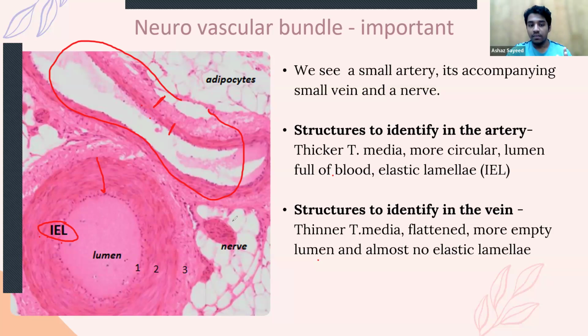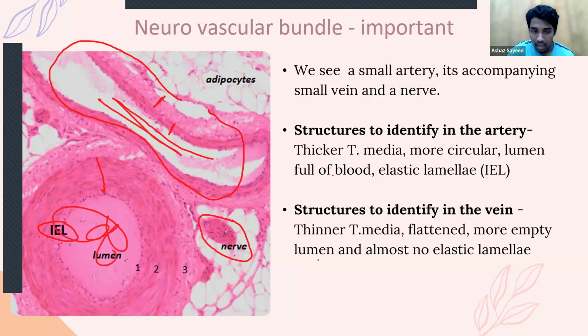Okay, and whenever you want to differentiate between a blood vessel and a nerve, you see the blood vessel has this lumen in there. Okay, a nerve does not have a lumen. It's a solid structure. Okay.